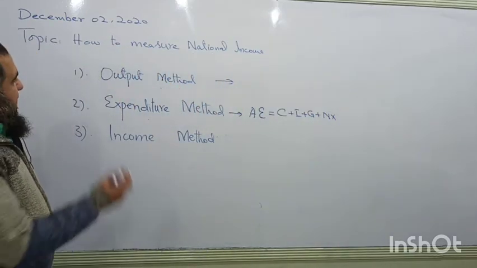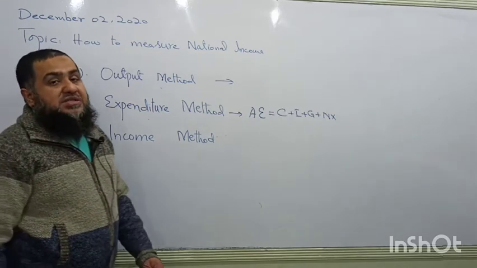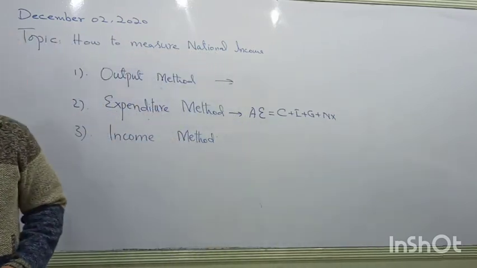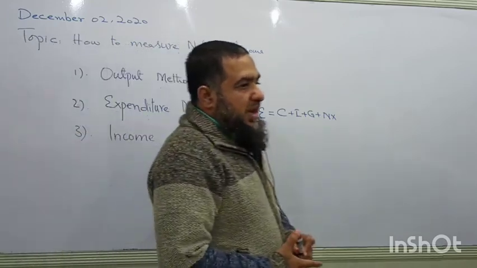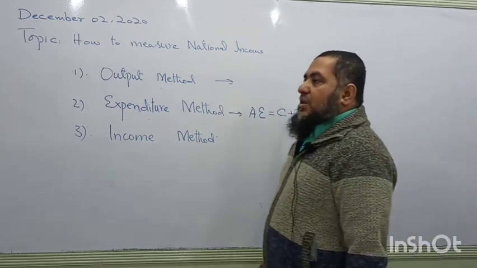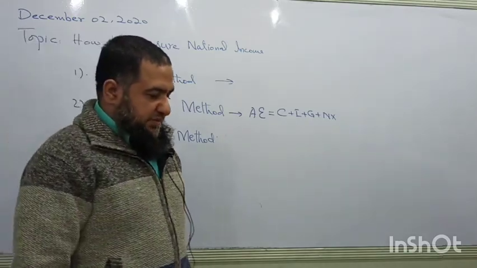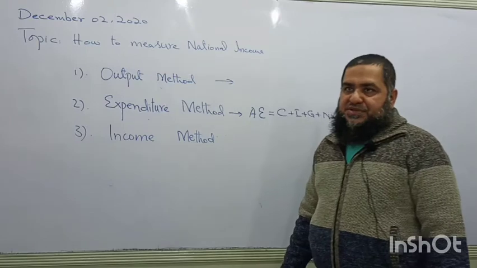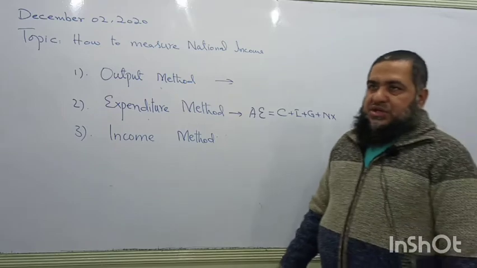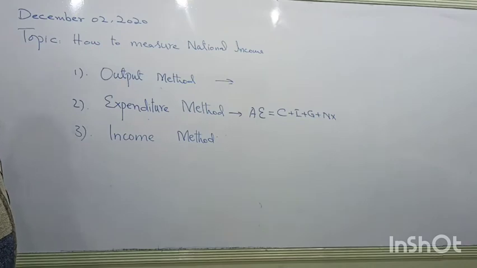Okay, one thing which I forgot in case of the output method is the presence of stock in the country. In a given year, some goods are not sold by a country, but they are produced in that specific year. So that is the stock value. If the stock value appreciates, like prices have increased, we will deduct that appreciation, and if the stock value is depreciating, then we will add that depreciation. So changes in stock will also be included in the output method.